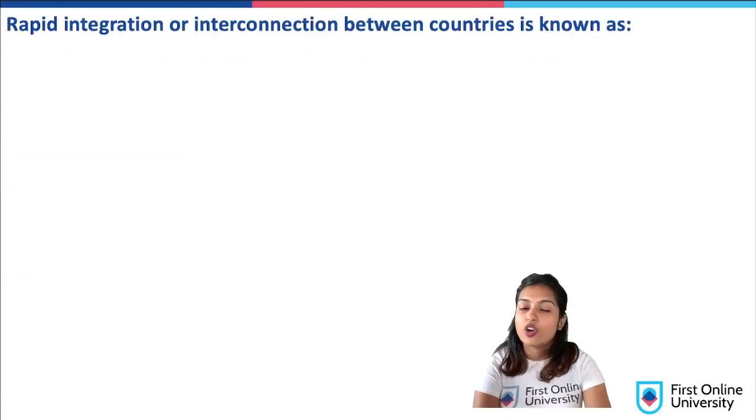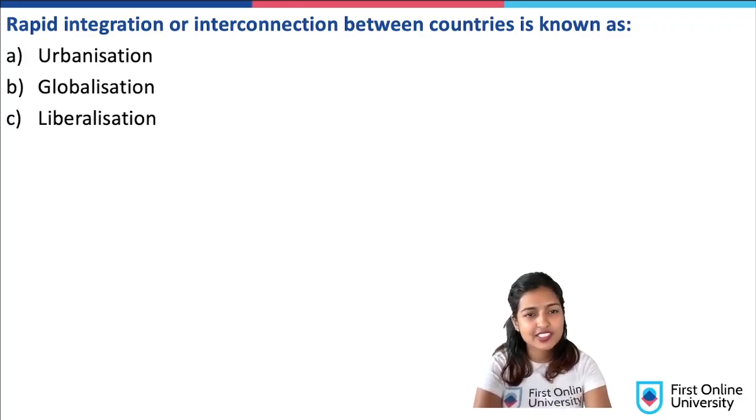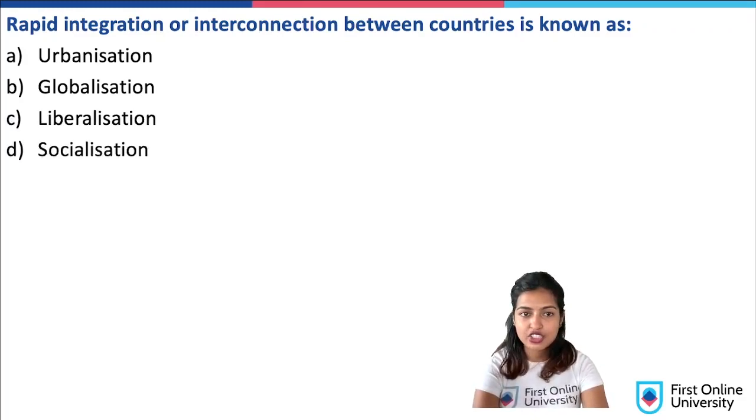Rapid integration or interconnection between countries is known as A. Urbanization, B. Globalization, C. Liberalization, D. Socialization. The answer is B. Globalization.